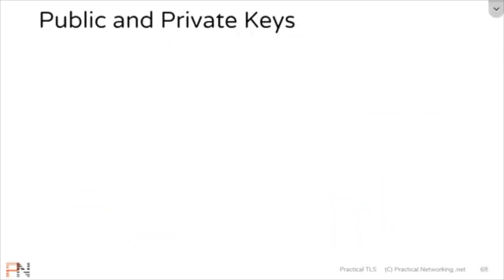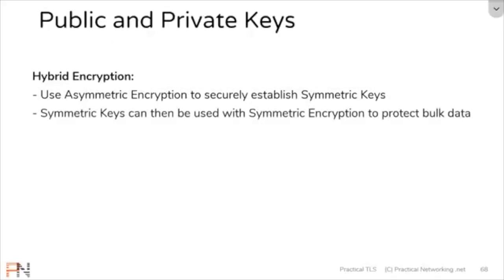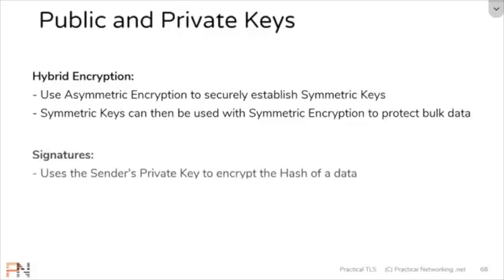And that wraps up our discussion of public and private keys. The main takeaway from this lesson is understanding hybrid encryption, and how we can use asymmetric encryption to securely establish symmetric keys, and then we can use the symmetric encryption to protect bulk data at scale. And the other thing to understand is message signatures, how they are a function of using your own private key and a hashing algorithm to prove you signed something and it hasn't changed since you signed it.